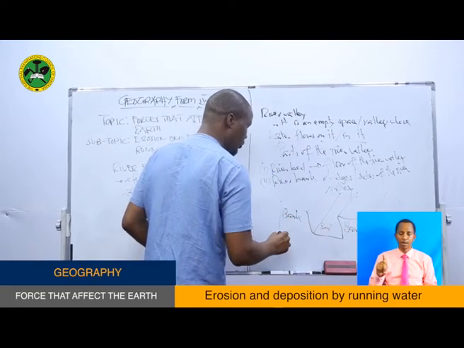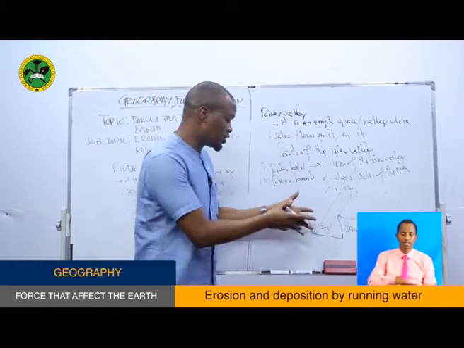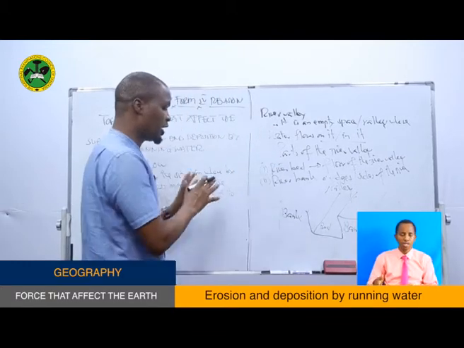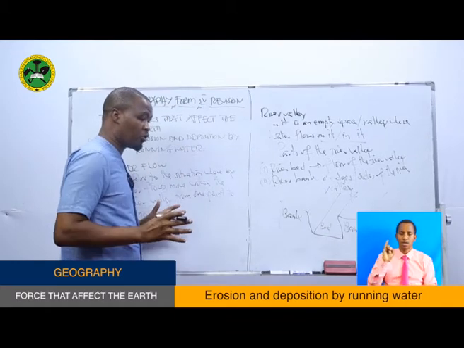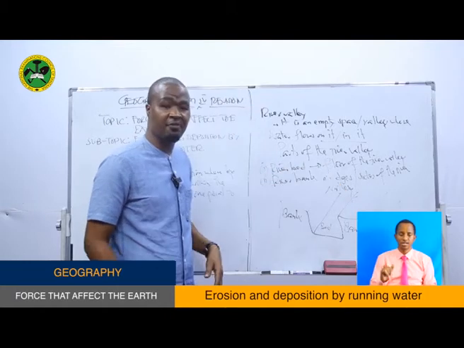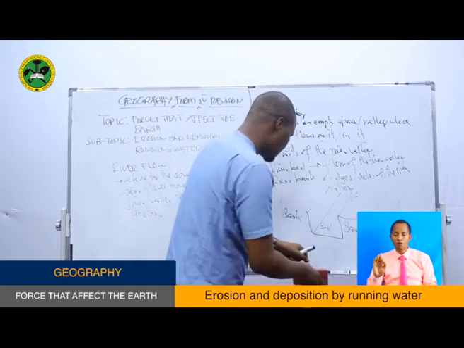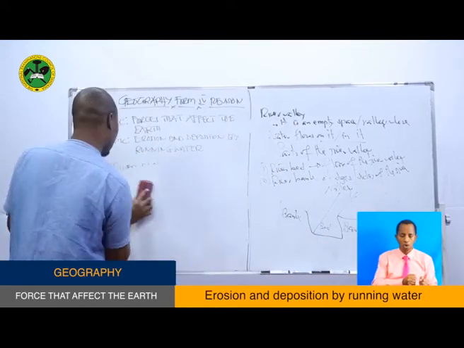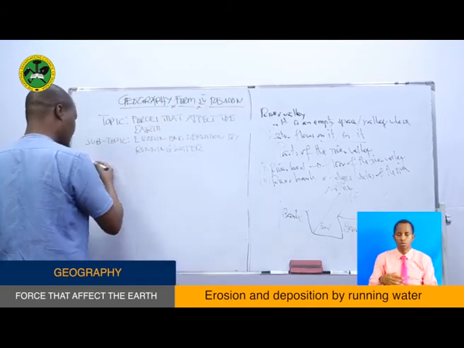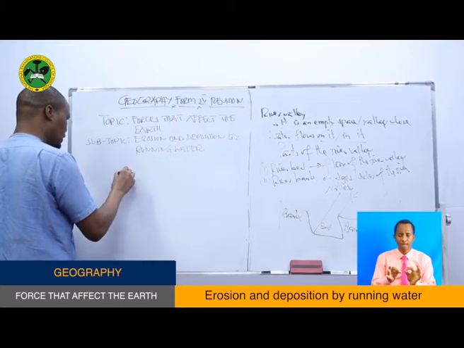Are you with me, class? So the point is, a point or an empty space where water flows on it, we call it a river valley. And what is a river flow? It means a river flow refers to the situation or process whereby water is flowing in or on a river valley. Are you with me? So we have types of river flow.